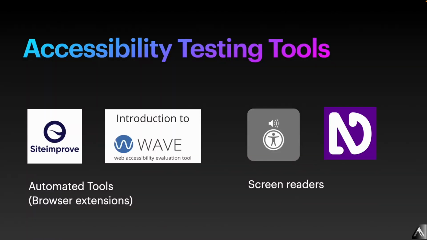Using both automated tools and screen readers provides a comprehensive approach to accessibility testing. Automated tools help quickly identify and fix common issues, while screen readers offer a deep understanding of the user experience, ensuring your site is truly accessible.